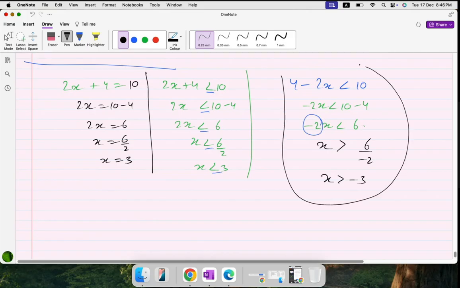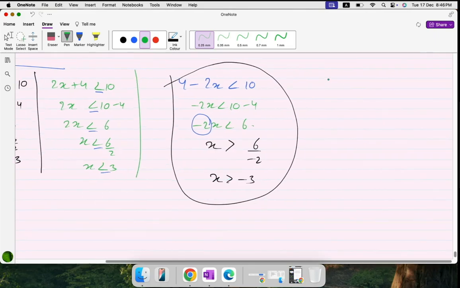One would object, why is it reversing? If we do not go for division and we just compare them, 4 minus 2x is less than 10. I'm taking that 2x to the other side, I'm not dividing it. 4 minus 10 is less than 2x, the sign is still the same. Minus 6 is less than 2x. I'm going to divide by positive 2. So minus 6 over positive 2, the sign is not changing.